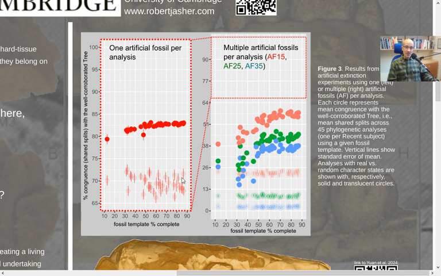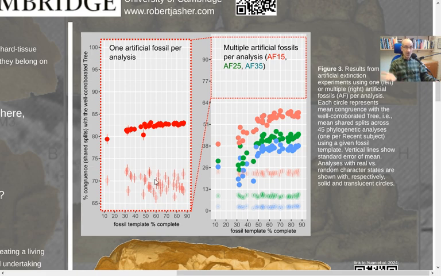Whereas in these translucent red circles, the red circles that are somewhat translucent here, these represent randomized binary character states, right? So there's no phylogenetic data here. And, you know, if you're putting in random data, the paleontologist listening to this will be relieved to know that real character states of fossils do a better job at getting high congruence with the well-corroborated tree compared to randomized data.